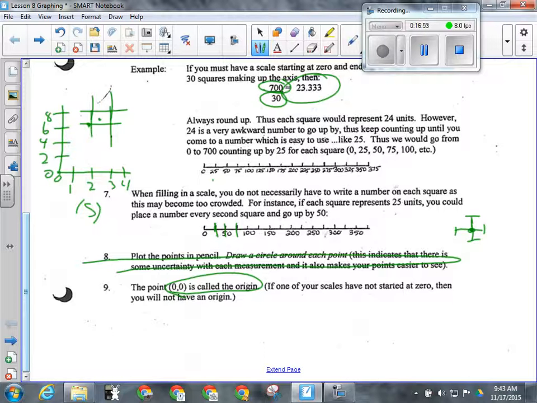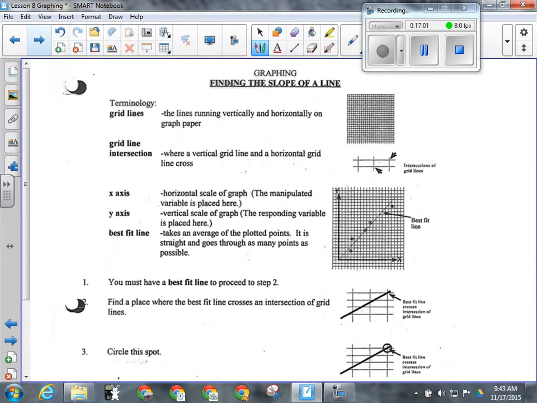All right. Questions so far? All right. Okay, so other terms here. Grid lines are obviously the lines that are on the graph. A grid line intersection is where they cross, any place where the grid lines are crossing. So these spots here would be grid intersections. X-axis is the horizontal axis, Y is the vertical axis. Remember which variable goes on each.